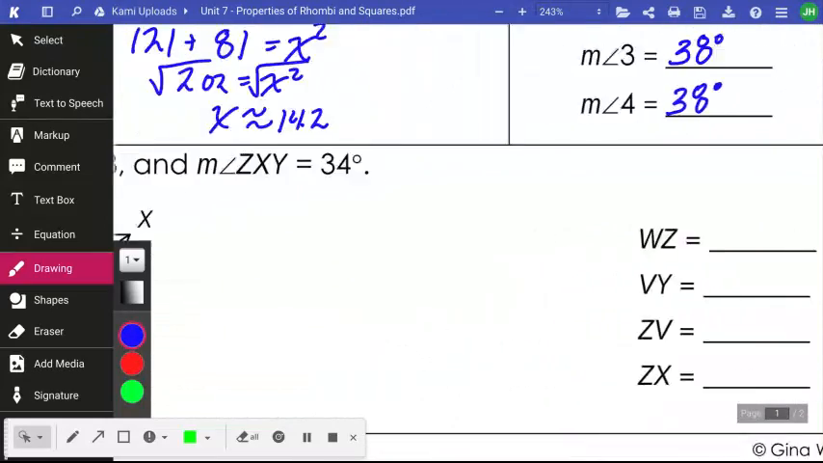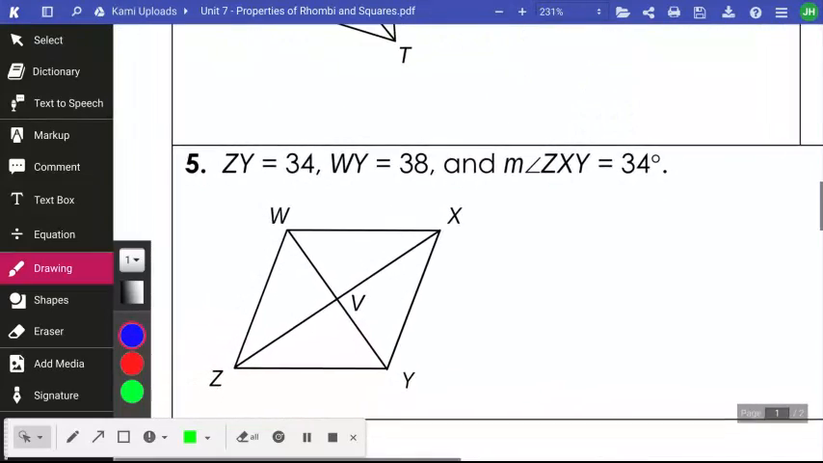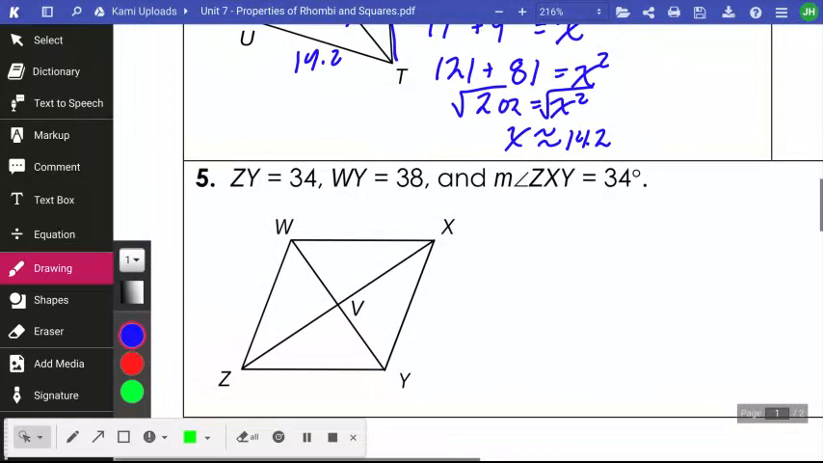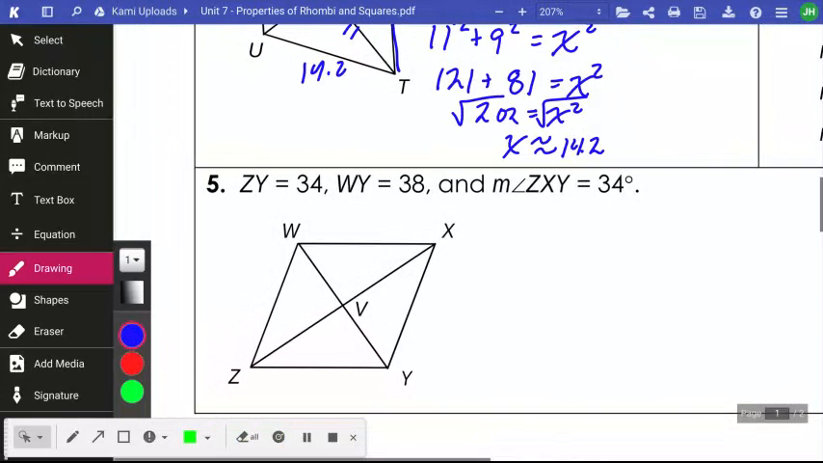Go on to the last problem here. We have ZY as 34. We have WX or WY as 38. So this whole thing is 38. And we have ZXY as 34.